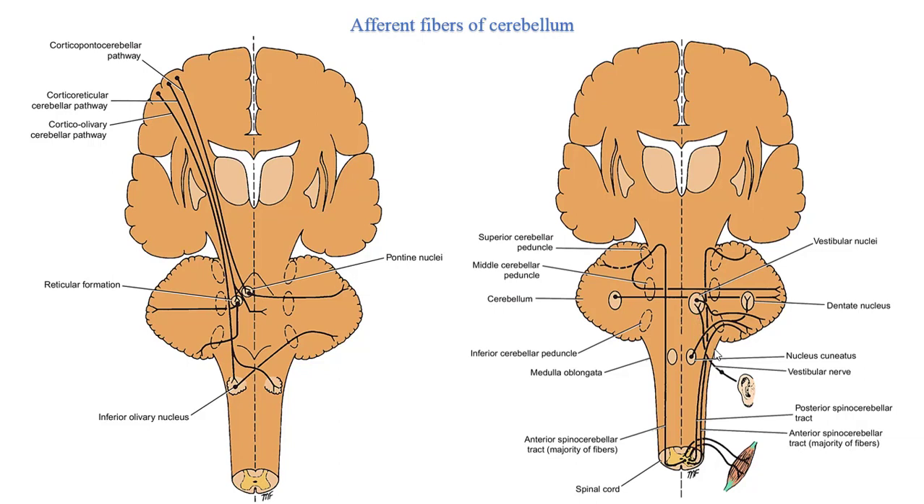As you see, afferent fibers reach the cerebellum mainly through middle and inferior cerebellar peduncle, and as we discussed, are of two types, mossy fibers and climbing fibers. Mossy fibers are the main afferent fibers of cerebellum from various parts of CNS like cortex and pons, while climbing fibers arise in the inferior olivary nucleus. Let's move on to efferent fibers.